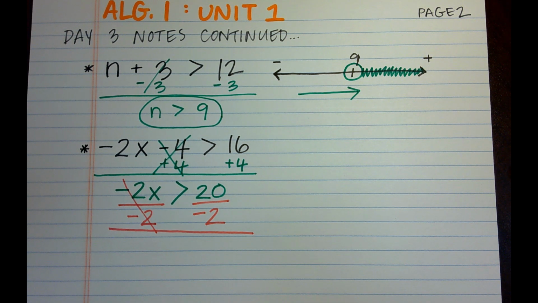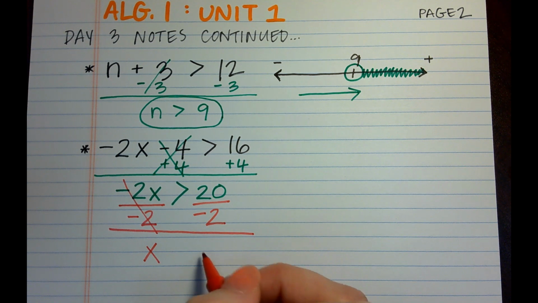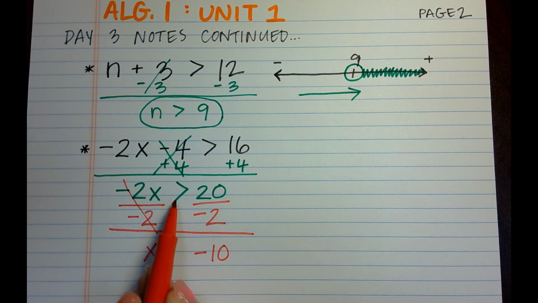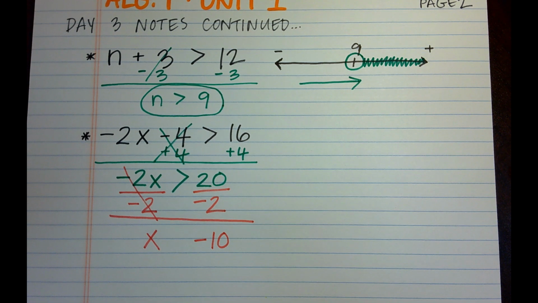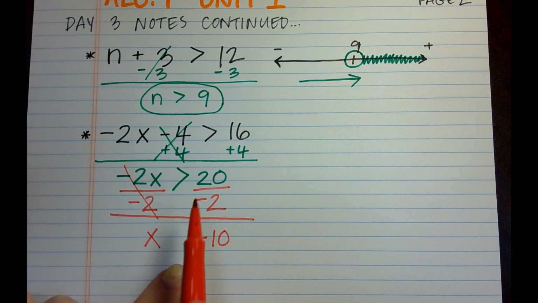Those cancel. And then I'm going to bring everything down. I have x, and then 20 divided by negative 2 is negative 10. But my symbol is going to change now. Yeah, flip it. We're going to flip it. Because now your alligator mouth got to open up to the bigger number.